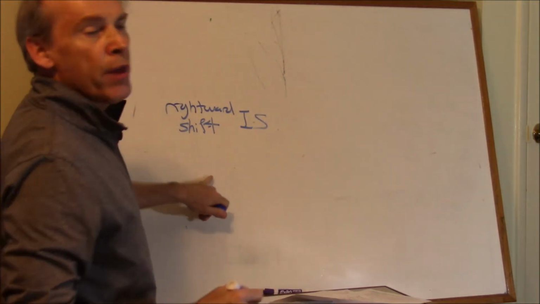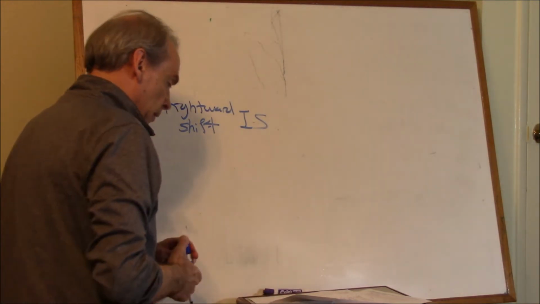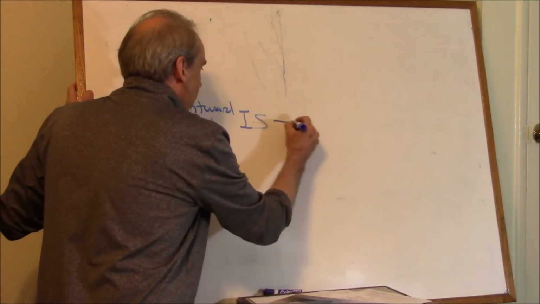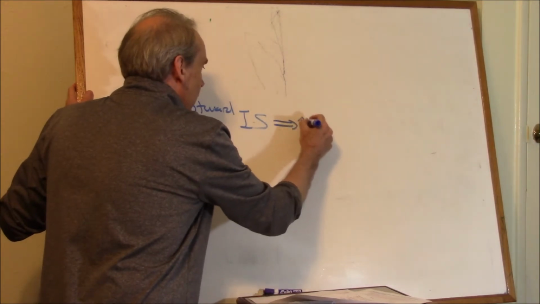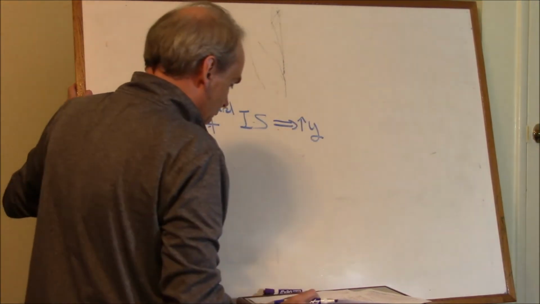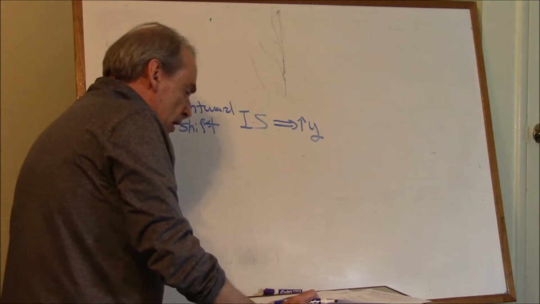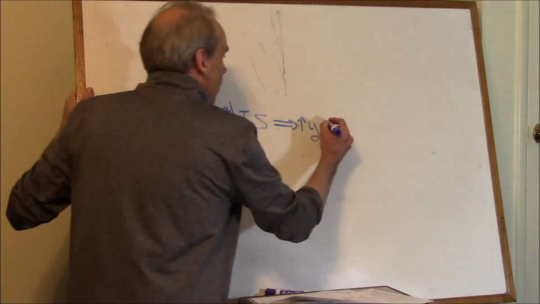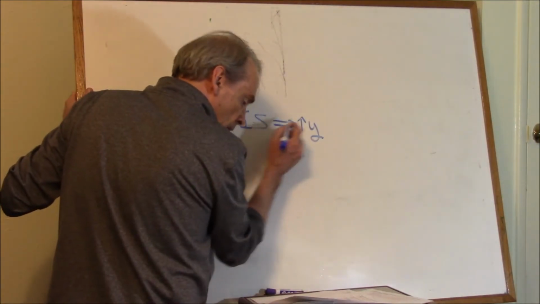What sets the whole thing off? A rightward shift in the IS curve. And what does that create? It creates an increase in GDP. Now, the increase in GDP is going to cause, I hope I'm not going to run out of room here. No, I should be all right.